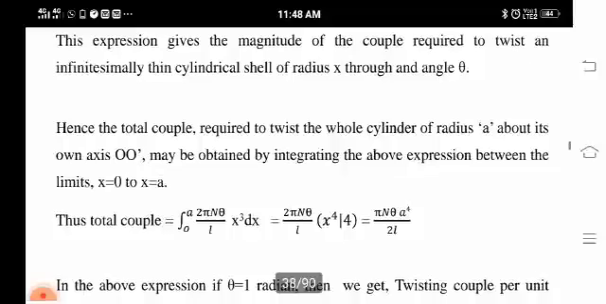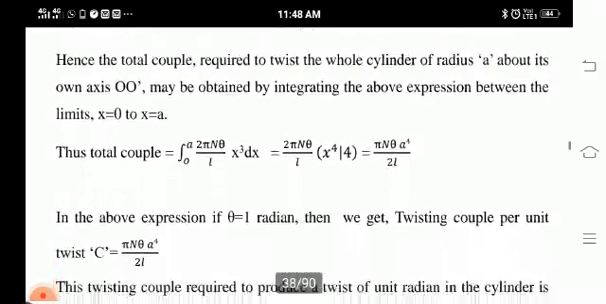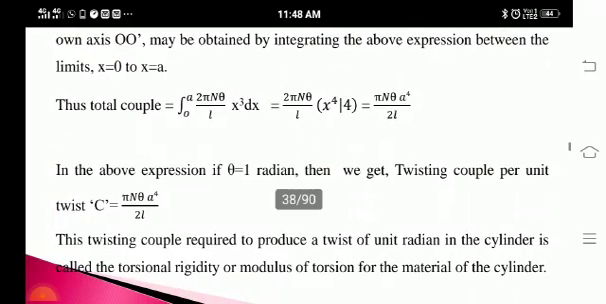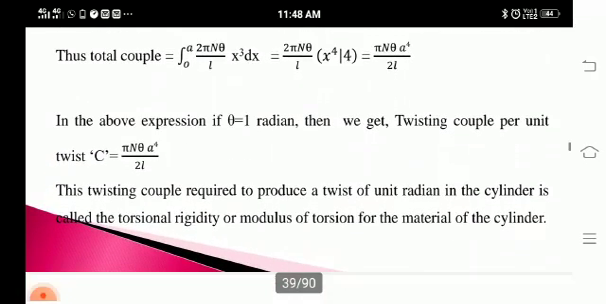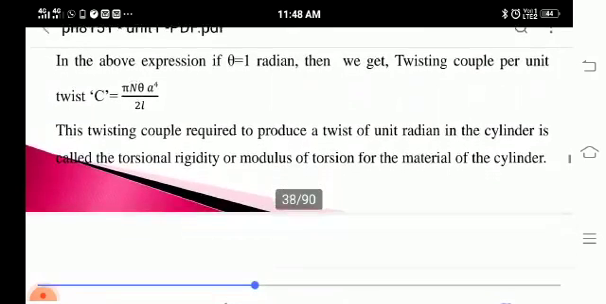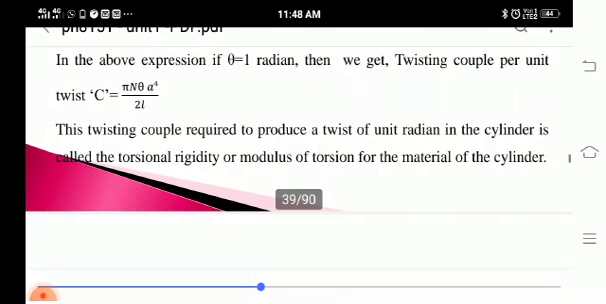So, the total couple required to twist the whole cylinder of radius A about OO dash is the integration from 0 to A of 2 pi n theta divided by L x cube into dx. So integrate and simplify, we get pi n theta A power 4 divided by 2L. In the above expression, theta is equal to 1 radian. Then we get the twisting couple per unit twist, that is C is equal to pi n A power 4 divided by 2L. This twisting couple required to produce a twist of unit radian in the cylinder is called the torsional rigidity or modulus of torsion for the material of the cylinder.